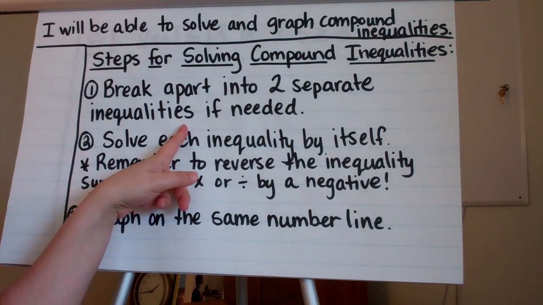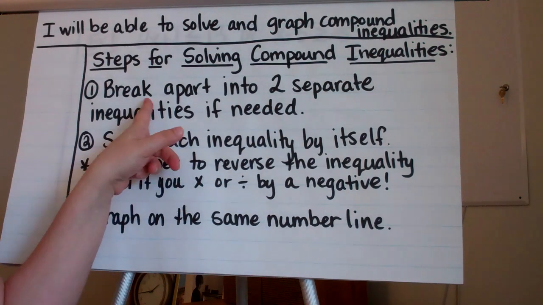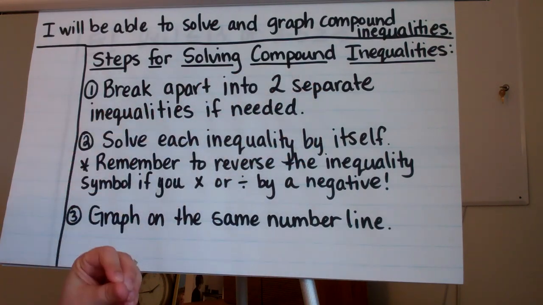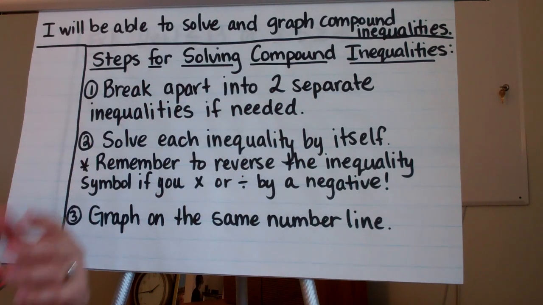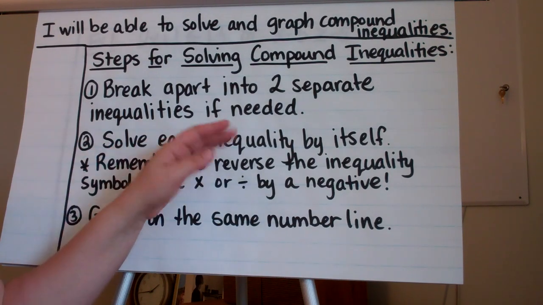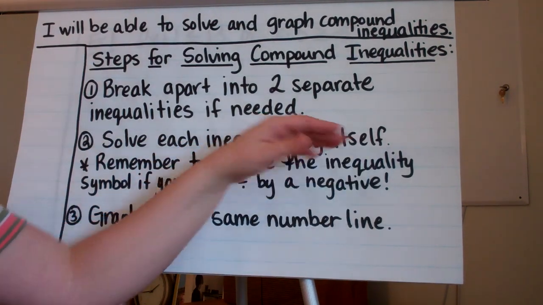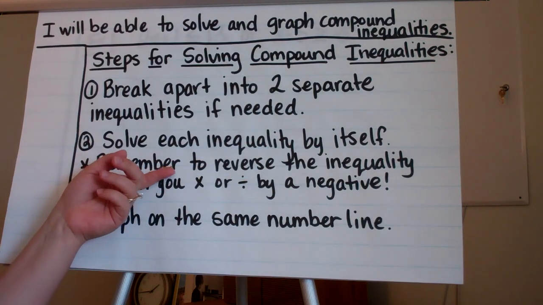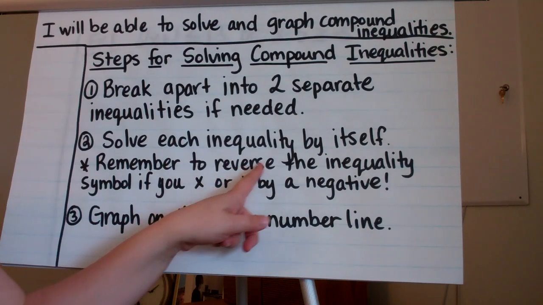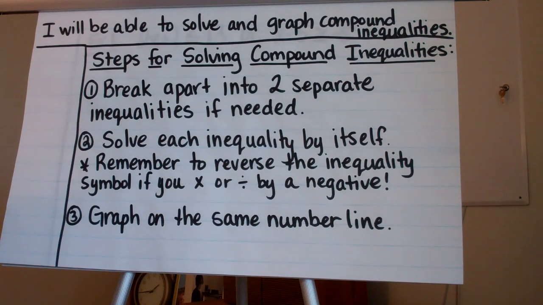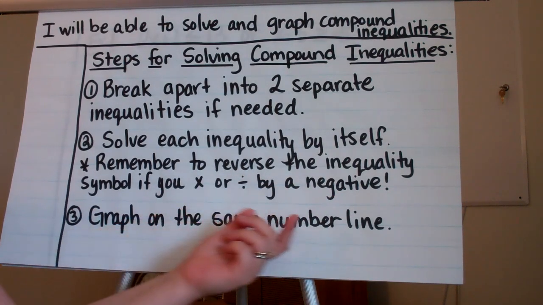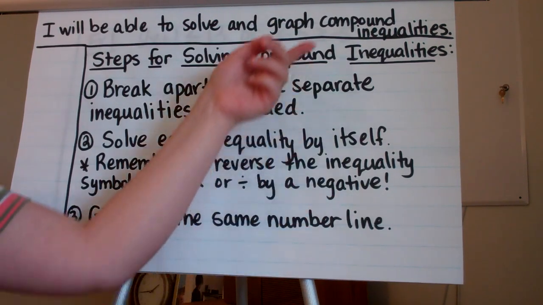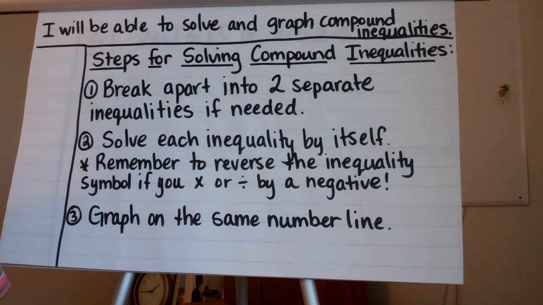The first thing, just like when you were graphing them, is to break it apart into two separate pieces if you need to. Sometimes you will, sometimes you won't, okay? You'll solve each inequality by itself, one at a time, as though they were two separate inequalities. And of course, remember, you have to reverse the inequality symbol if you multiply or divide by a negative number. Then you'll graph each solution on the same number line, just like we practiced in the last video, okay?